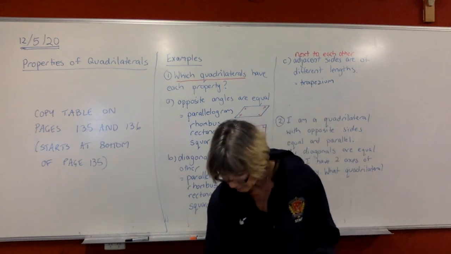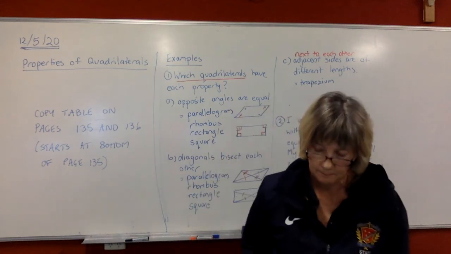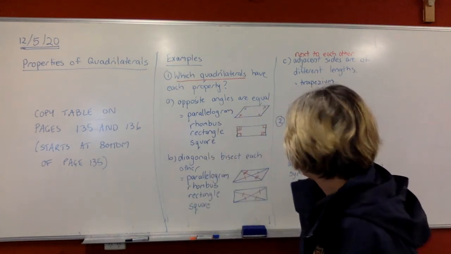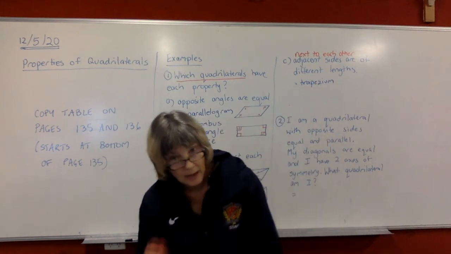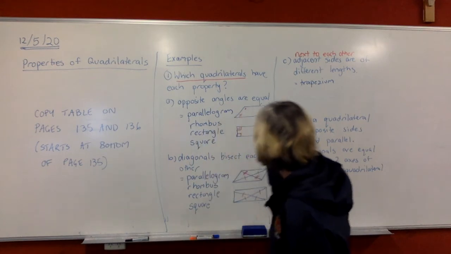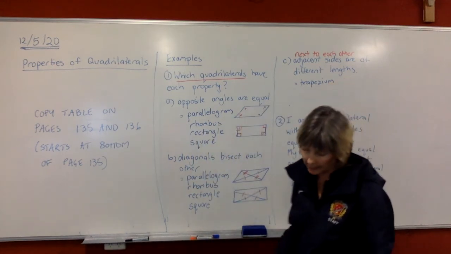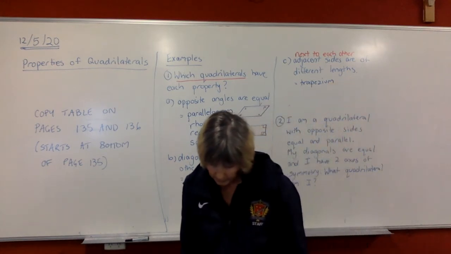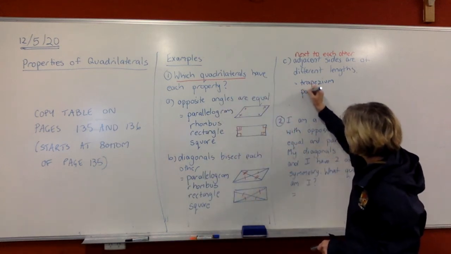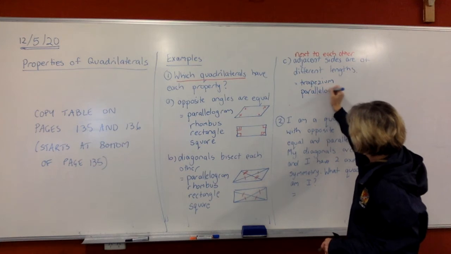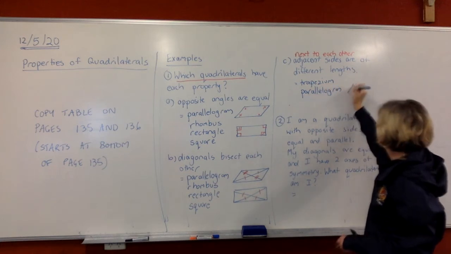Okay, so the next one, we're looking at the kite. The kite, it doesn't happen, because that's one of the features of a kite, is that the adjacent sides are equal to each other. So they're not going to be different lengths, so we can't say it for a kite. All right, the parallelogram. Yes, it does happen with the parallelogram. Let's have a look at it.